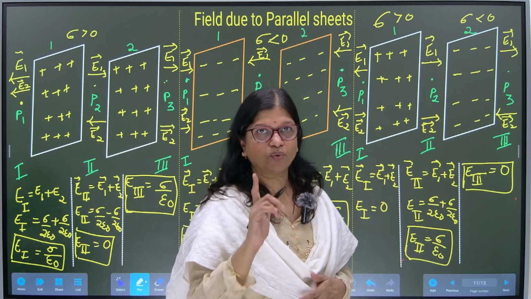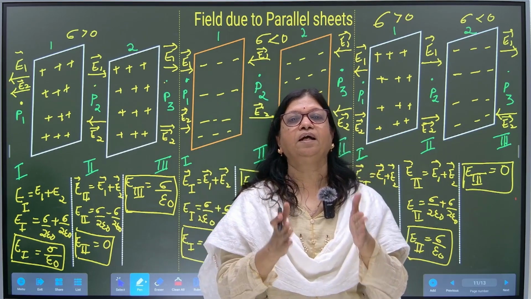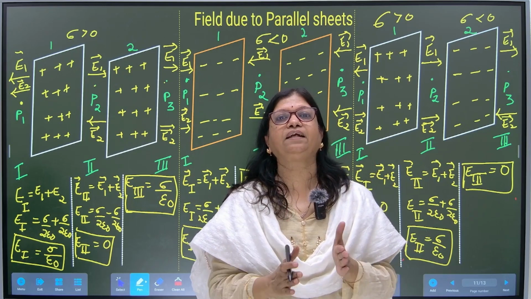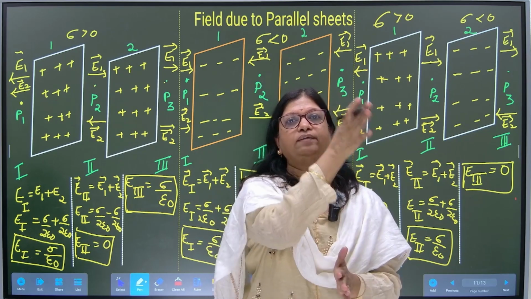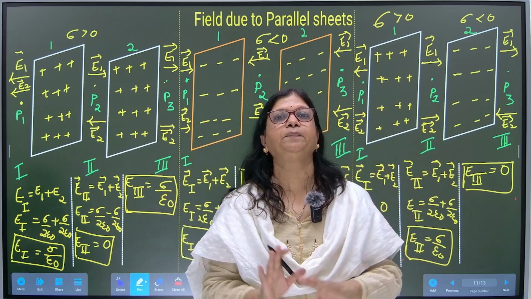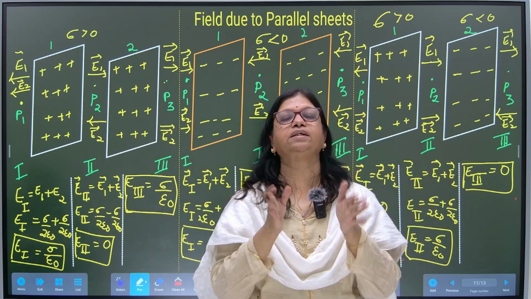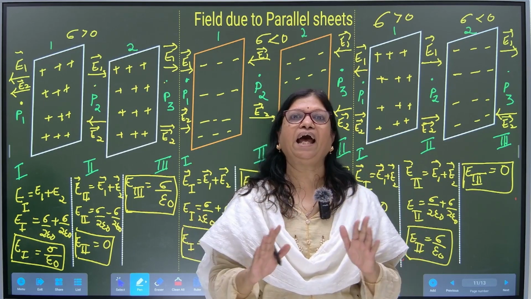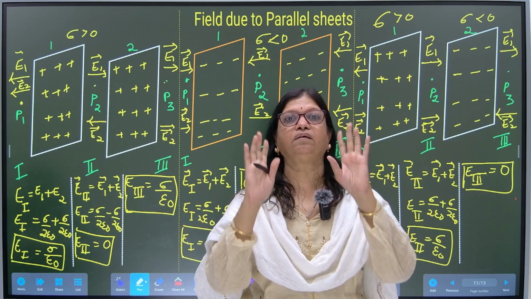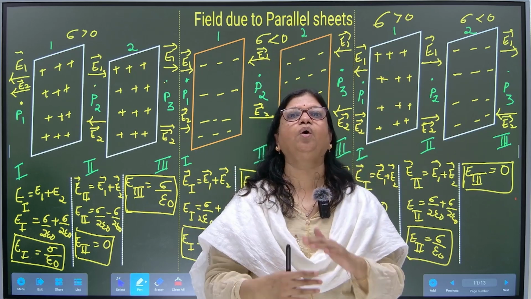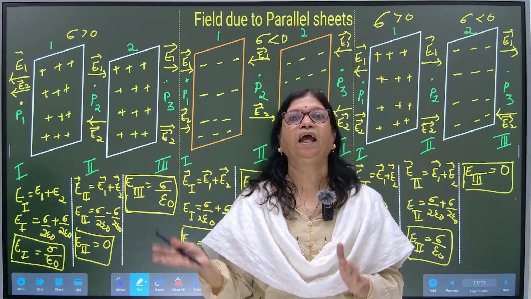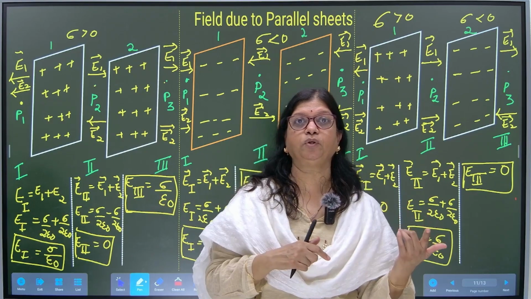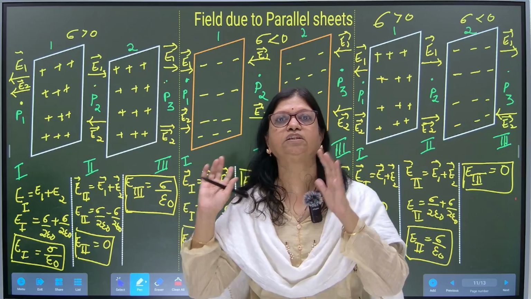Clear? So I have showed you 3 possibilities of parallel sheets with their electric field in region 1, 2 and 3. There is no other variety possible for parallel sheets' electric field. So remember this as a memory. Make your own numericals. I have made them, and understand the variety. The doubts will come: if both are positive, if both are negative, one positive, one negative, what to do? This is what you have to do.